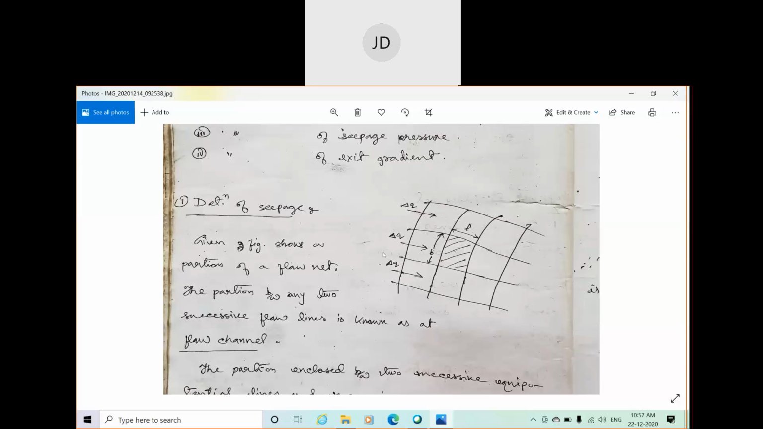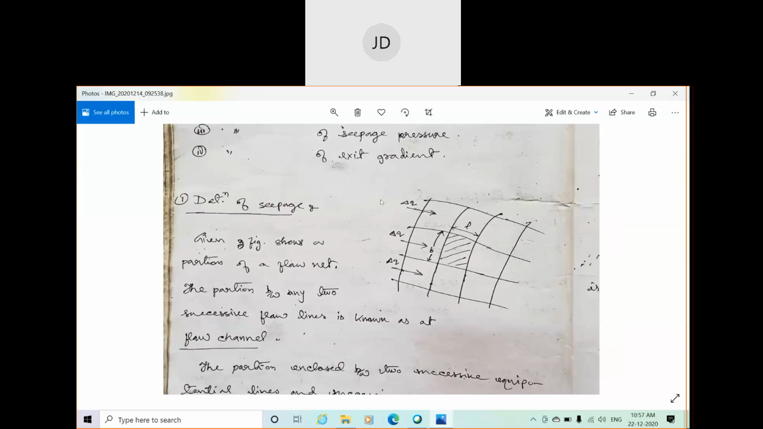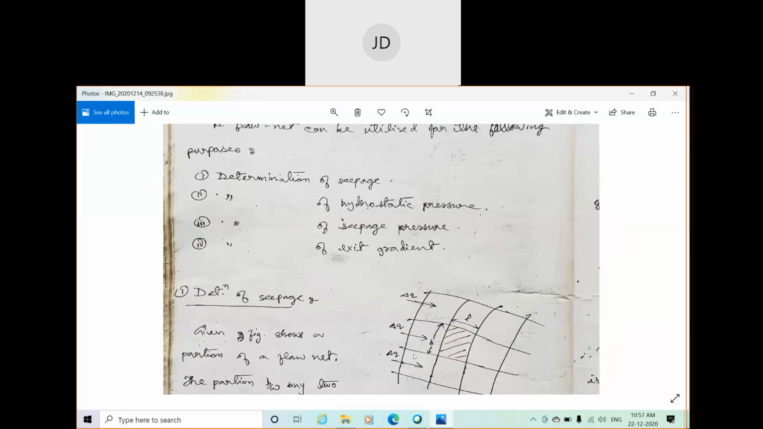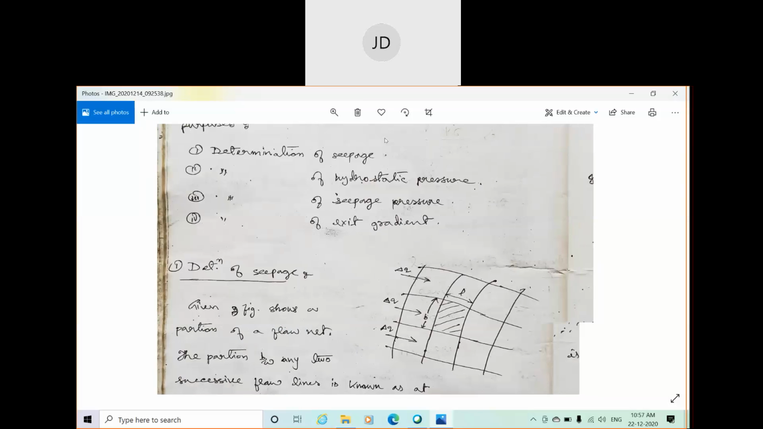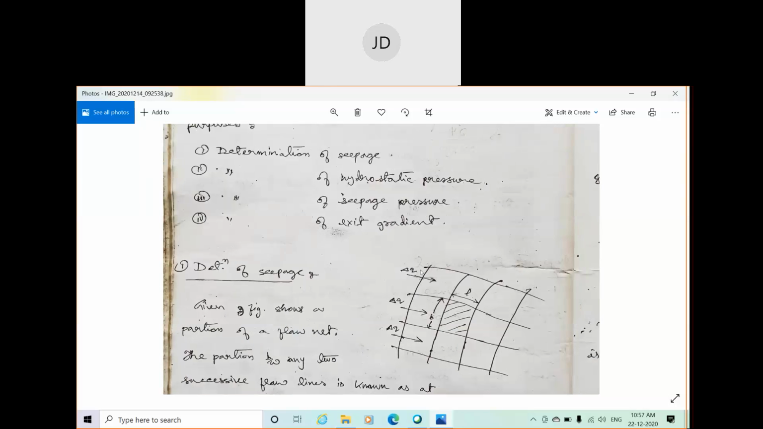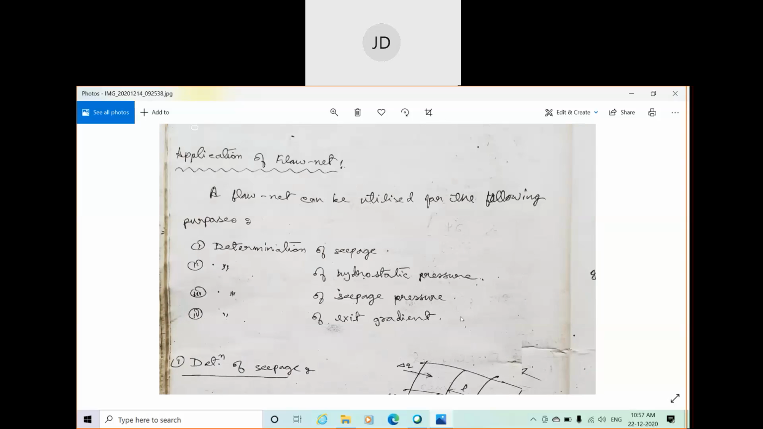As per the property of flow net, the amount of water flowing through each channel is the same. That is, if delta q amount of water is flowing through this channel, the same amount is flowing through this channel and this channel also. Also, the potential drop is the same between successive equipotential lines. Of course, it is a property of equipotential lines. The head drop delta H here is similar to here as well as here. This is as per the property of flow net.